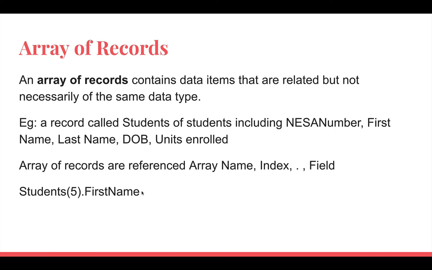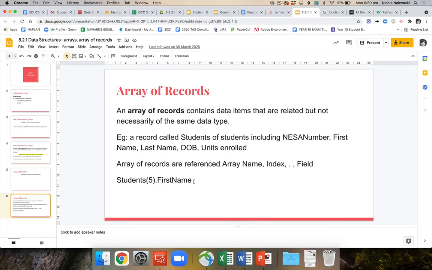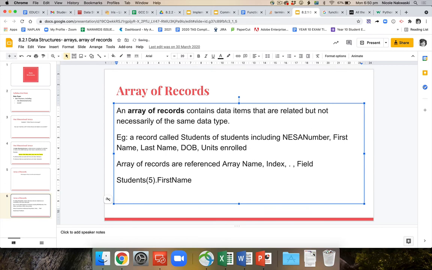Say Braith, and yes, Braith, I'm picking on you. Say Braith was after Adrian, yeah? And I wanted to pull Braith's NESA number. I would first reference students, the 6th index, because he was straight away after Adrian, 6 dot the field that I'm after, NESA number, okay?